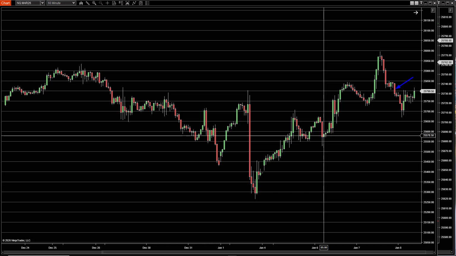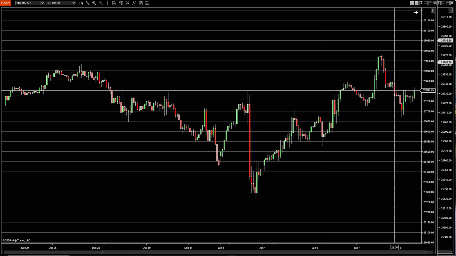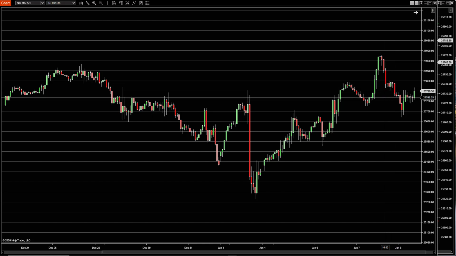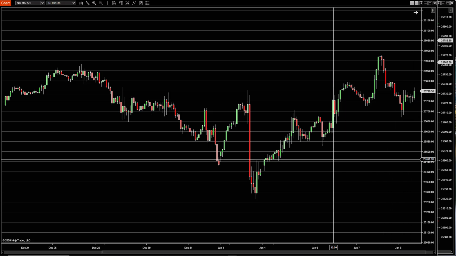We have this bit of an imbalance, fair value gap, whatever the heck you want to call it. We tap into it and we respect it each time. We're not really closing it completely and closing a bar above that, which would be inversing that gap. And so I have a little bit of a bearish bias going into the day.